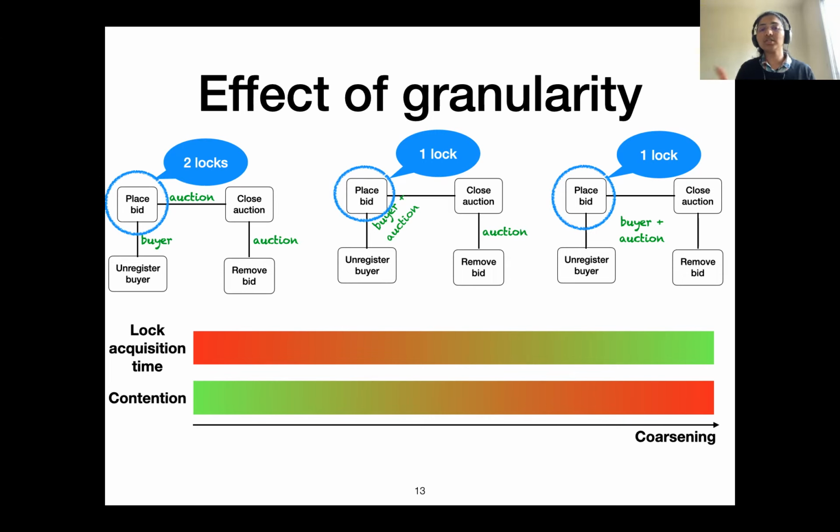And in the third case, it further worsens because in place bid we are not gaining any lock acquisition time, since place bid still only has to acquire one lock. But now remove bid also comes into the picture, since all the 4 operations are sharing the same lock, so it adds contention. So we can see that when we coarsen, we are increasing the contention, but at the same time the lock acquisition time also comes down. So there is a sweet spot in between them. And we will need to come up with some metrics to identify that sweet spot for selecting the granularity.